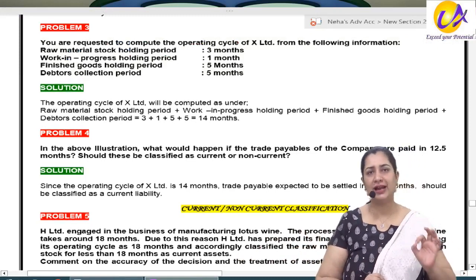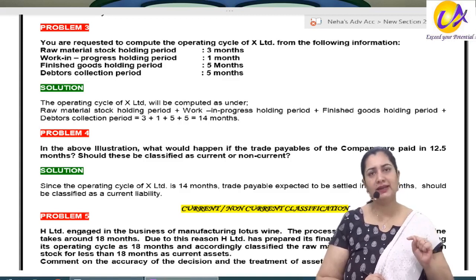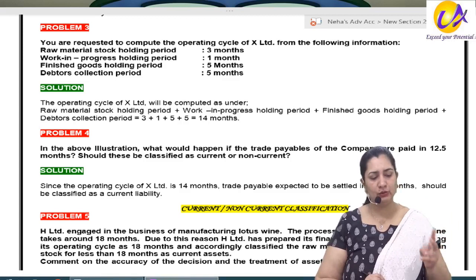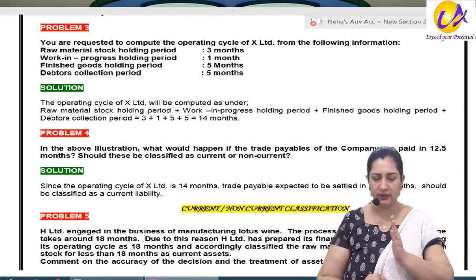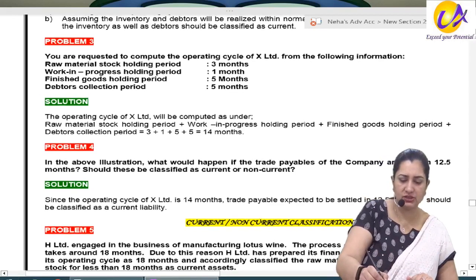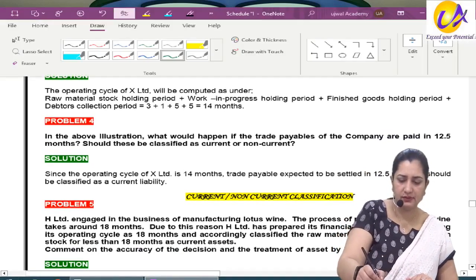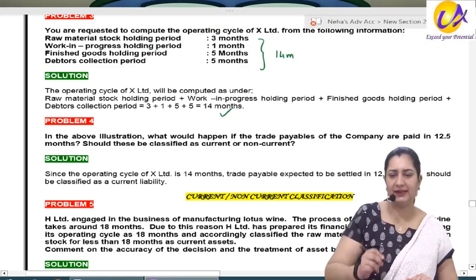You are requested to calculate the operating cycle. We have already done this sum, okay? The operating cycle, how will you calculate? You know, raw material holding period, WIP, finished goods and debtors collection. So we have to take the total. So this total is coming how much? This total is coming 14 months, right? So 14 months is your operating cycle.